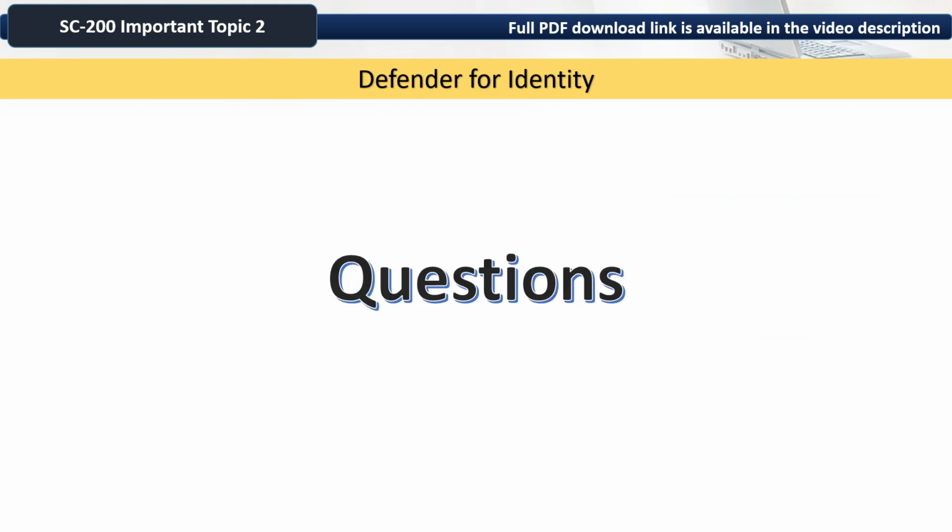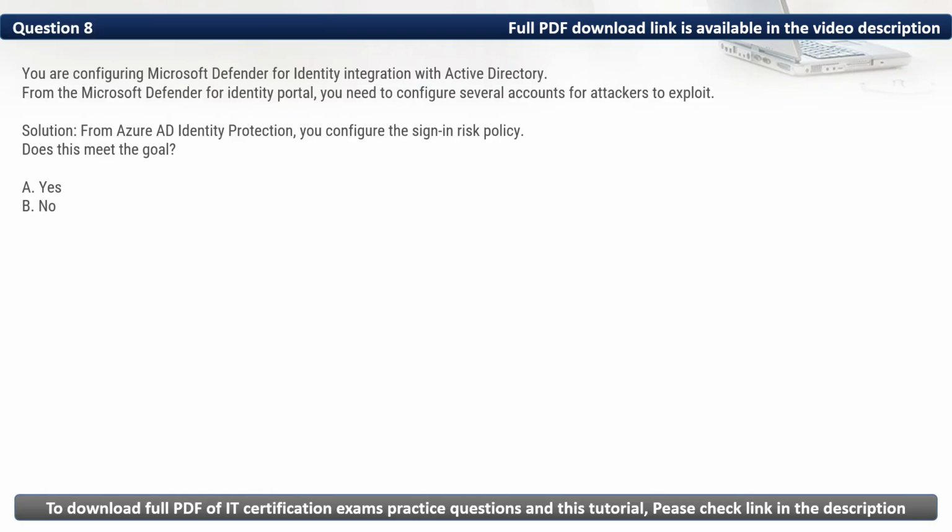To the questions related to this topic, question 8. You are configuring Microsoft Defender for Identity integration with Active Directory. From the Microsoft Defender for Identity portal, you need to configure several accounts for attackers to exploit. Solution. From Azure AD Identity Protection, you configure the sign in risk policy. Does this meet the goal?